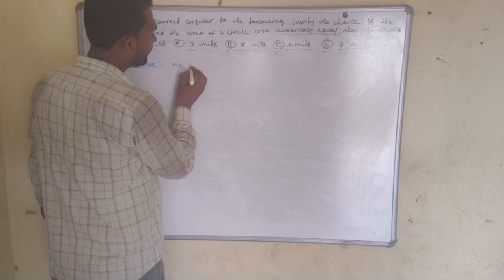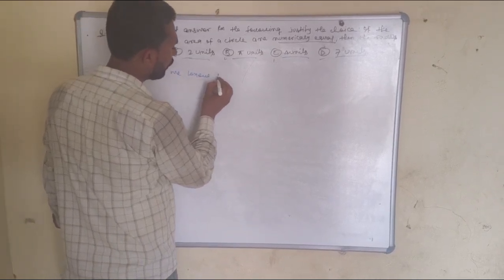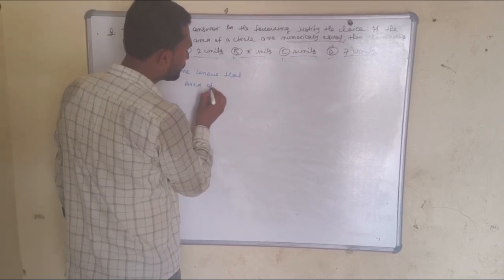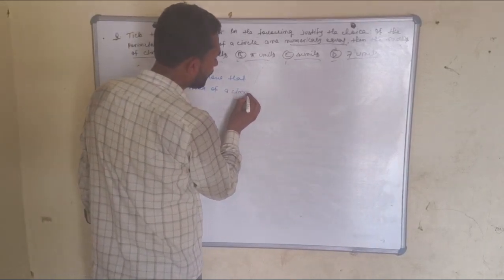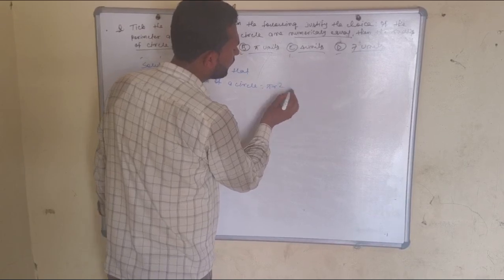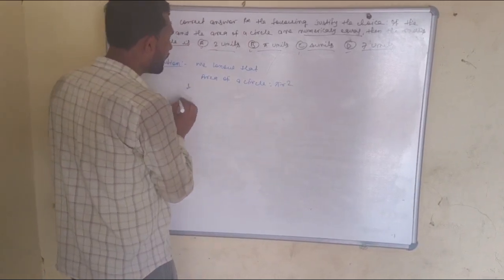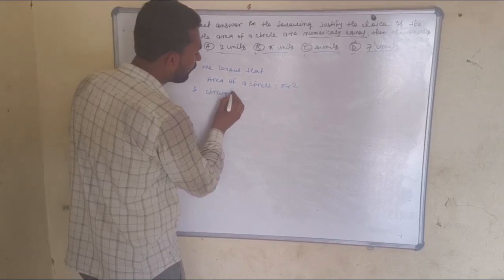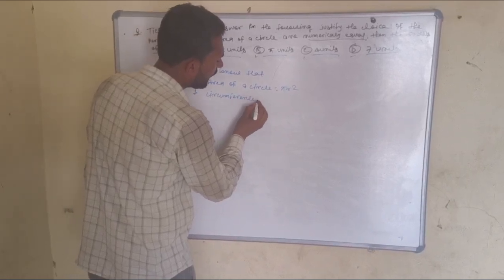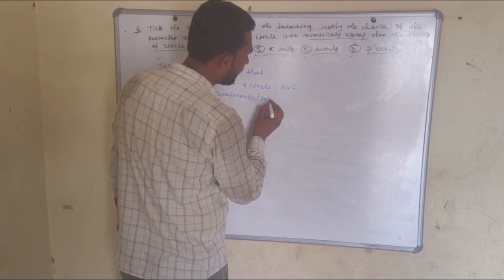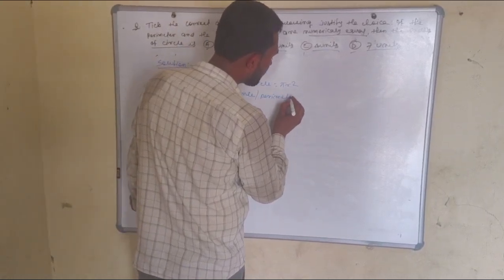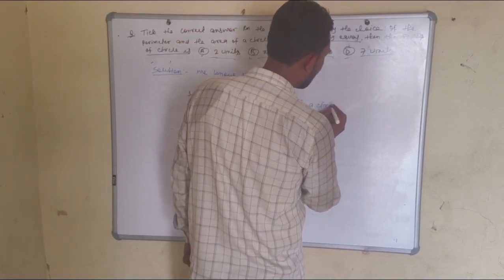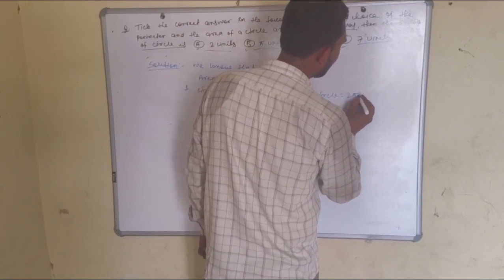We know that the area of a circle equals pi r square and the circumference or perimeter of a circle equals 2 pi r.